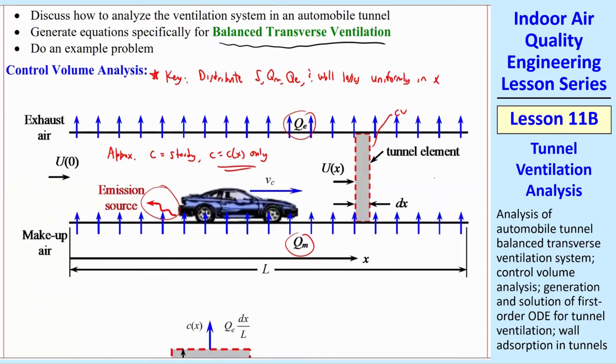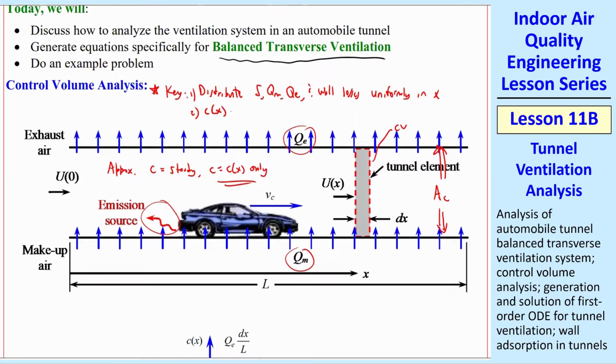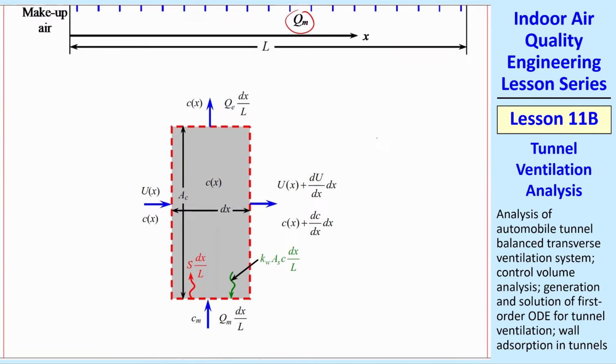The only other thing we need here is the cross-sectional area. You can have round tunnels, you can have semi-round tunnels, you can have rectangular tunnels. Another key, assume that C of X is well mixed in the vertical and into-the-page directions, which means anywhere in here it's the same C, but it will change with X. This is a very small control volume of dimension dx.